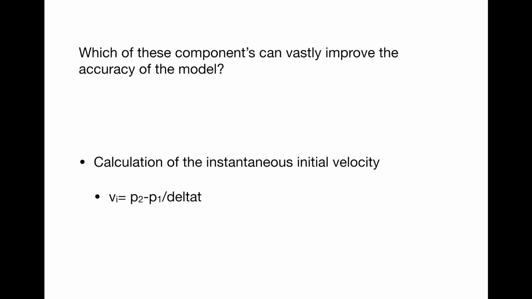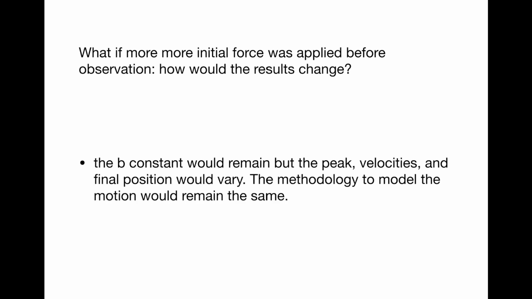Next, which of the components can vastly improve the accuracy of the model? As previously mentioned, a more accurate instantaneous initial velocity would greatly improve the model. Ours was calculated using the shown equation, but by decreasing the time step, a more accurate number for the instantaneous initial velocity can be obtained. And finally, what if more initial force was applied before the observation? How would the results change?